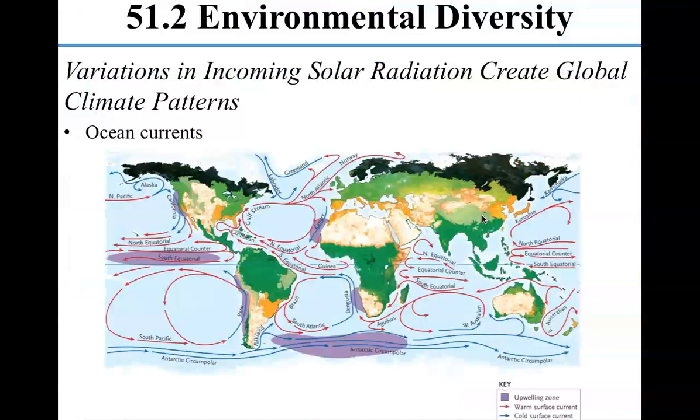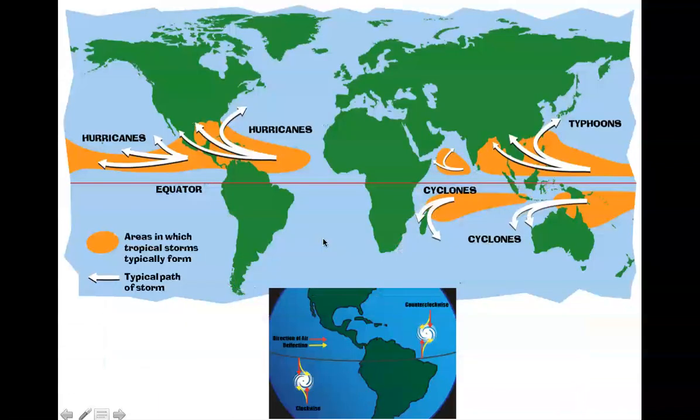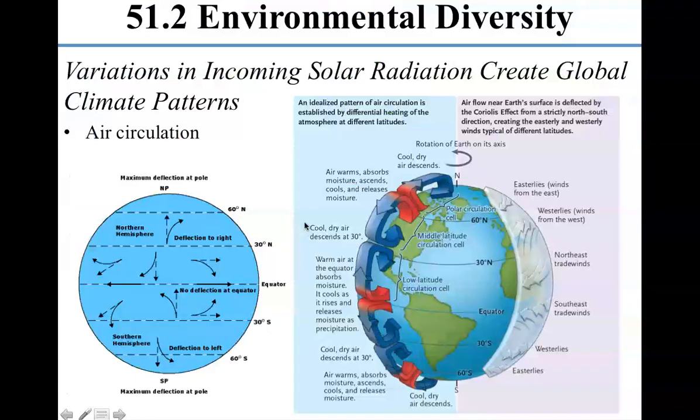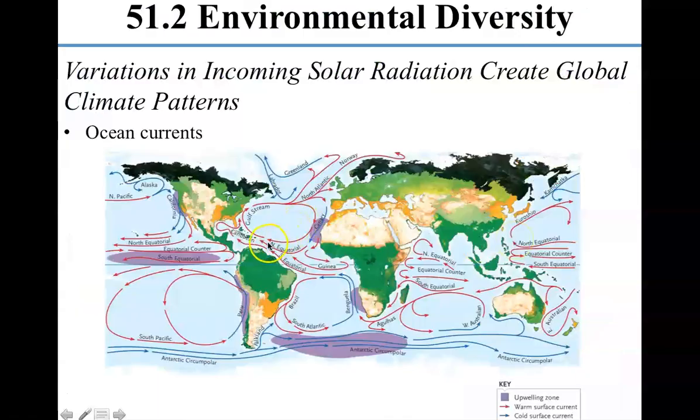This also affects ocean currents. So ocean currents in the northern hemisphere are going to get moved counterclockwise. Let me go back to this. You can see that these cells of air are going to bend to the right here, right? And if we look, the ocean currents will also bend to the right, right?